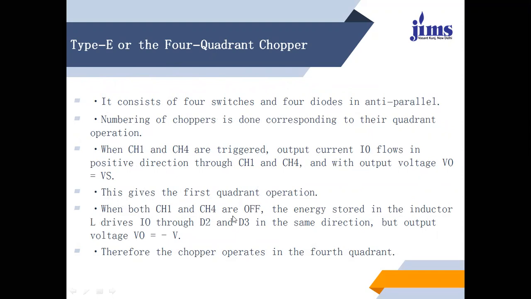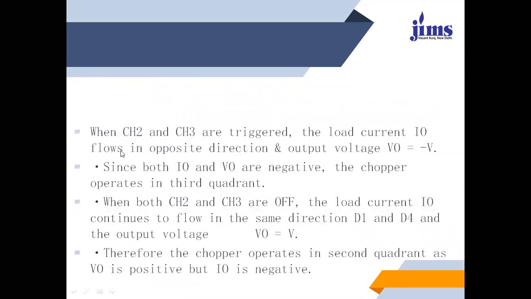When both CS1 and CS4 are off, the energy stored in the inductor will flow out through D2 and D3 in the same direction, but with output voltage V output equal to minus Vs. Therefore, the chopper operates in the fourth quadrant. When CS2 and CS3 are triggered, the load current I output flows in the opposite direction and output voltage V output equals minus Vs. Since both I output and V output are negative, the chopper operates in the third quadrant.